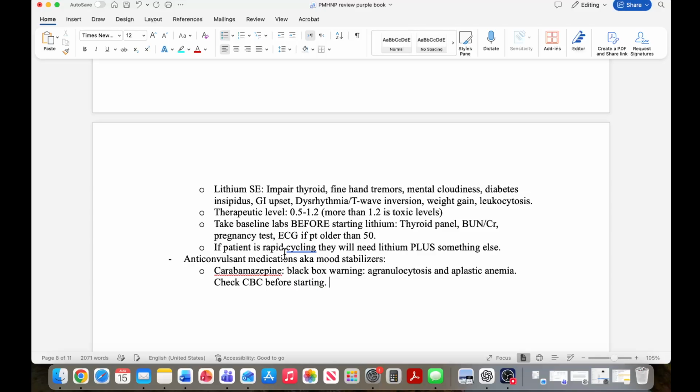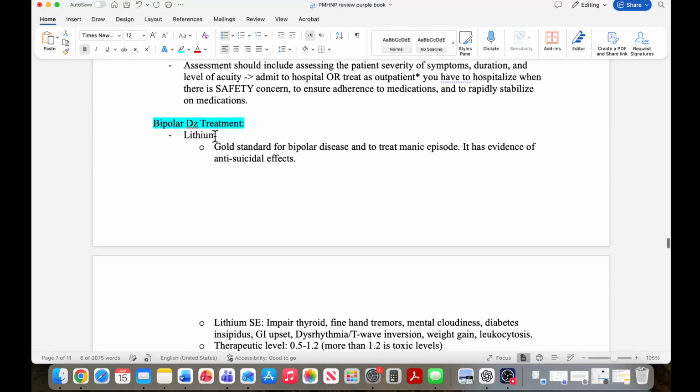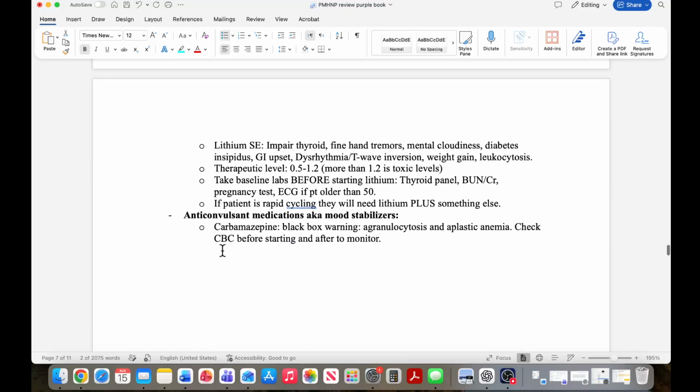CBC before starting. Okay. You see what I mean? And after to monitor. Because these two are very serious. Agranulocytosis and aplastic anemia. These are very serious side effects. So you have to make sure the patient doesn't have those problems already. So you check the CBC before starting it, and then you start checking it after to monitor.